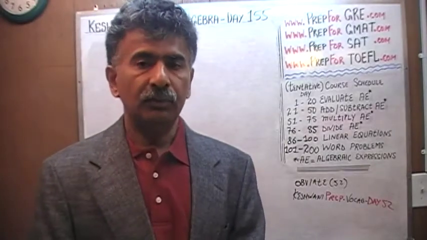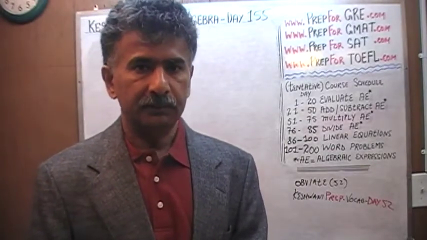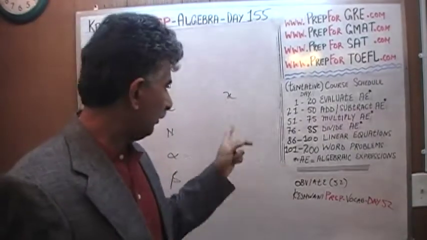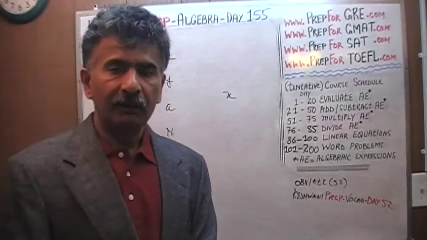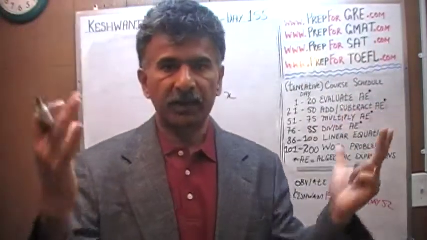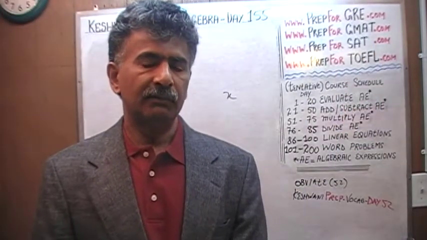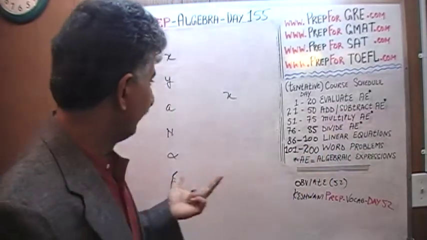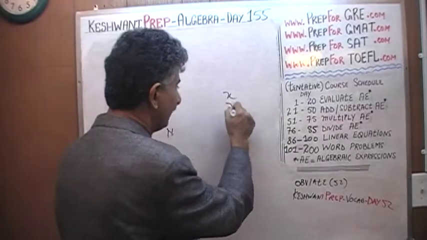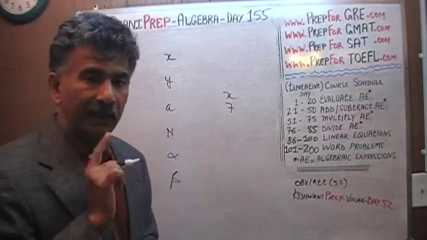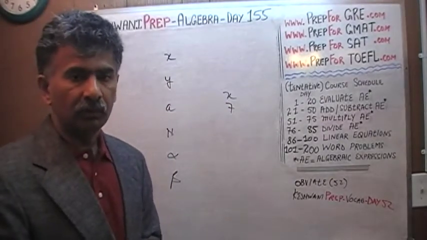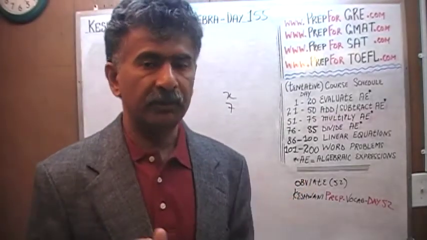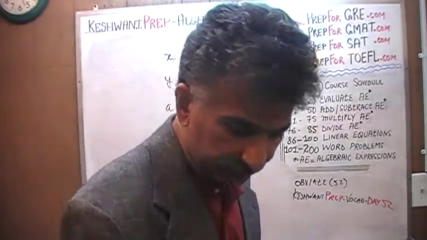Now, if I ask you to give me an even number, and you simply say, well, let's pretend that x is an even number. Well, how do you know x is an even number? What if the nature of the problem is such that x turns out to be 7? If x turns out to be 7, then it's not an even number. So in the language of algebra, to make sure that a given quantity is an even number, it must be divisible by 2. That is the definition of an even number.